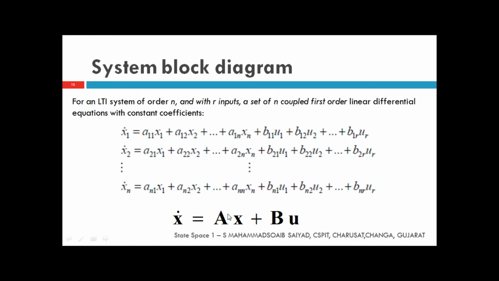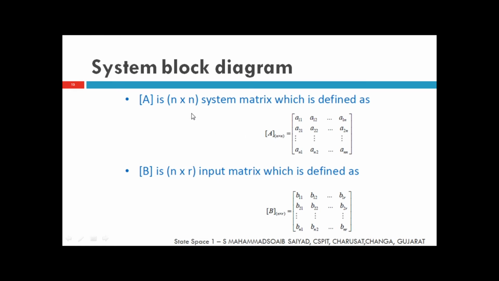So the dimension of A will be an n cross n matrix, the dimension of the B matrix will be n cross r, the dimension of the X matrix will be n cross 1, and the dimension of the U matrix will be r cross 1. Okay. So as I have said, the A matrix will have this configuration. A will be an n cross n matrix. The coefficients of this matrix are a11, a12 up to a1n.